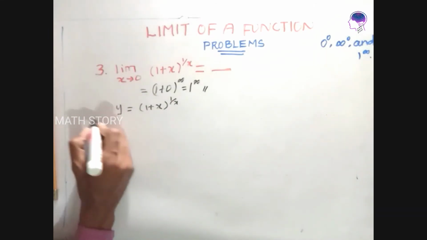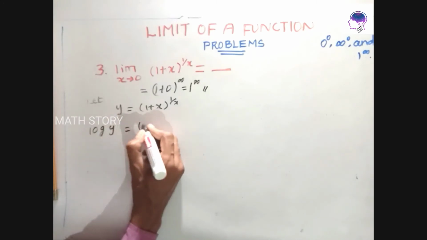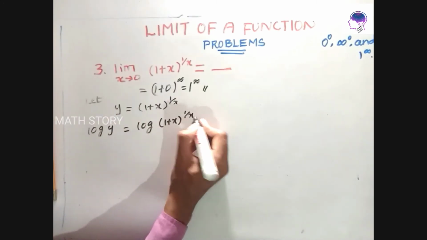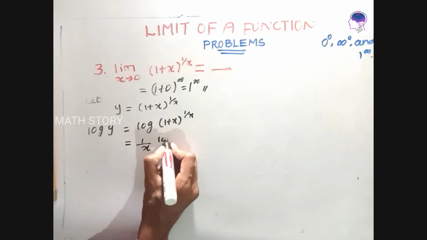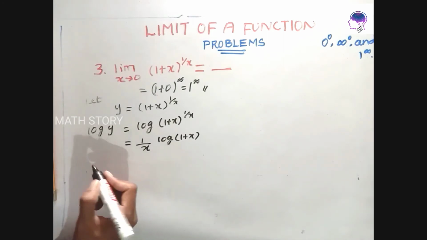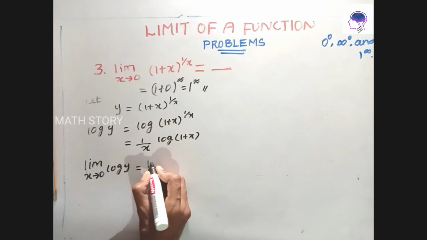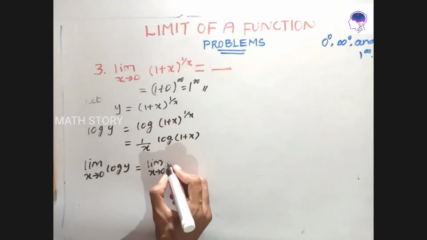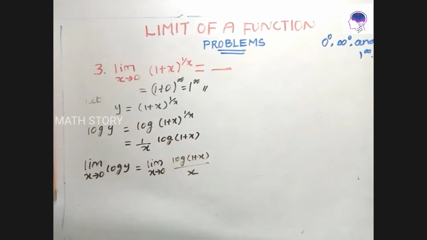And now I take log on both sides. We get log y equal to log of 1 plus x whole power 1 by x, and the power comes out, so we get 1 by x log of 1 plus x, right? Now I'd like to apply the limit on both sides. The limit as x extends to 0 of log y means the limit of log of 1 plus x divided by x. Applying the limit, we get log 1 divided by 0, that means 0 divided by 0 form.